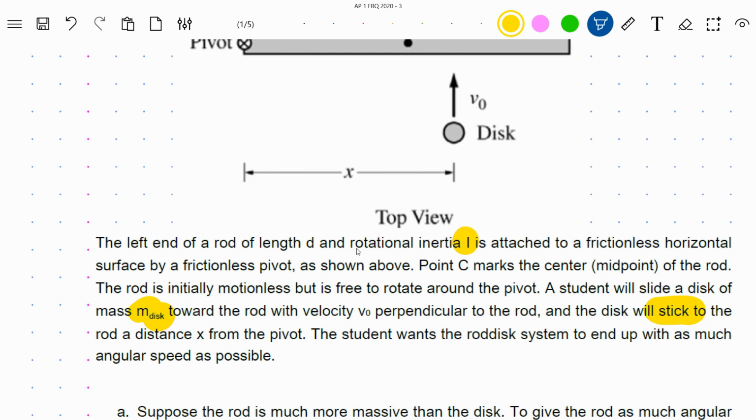So it sticks to the rod a distance of x from the pivot point. So x just being that generic reference to how far it is from the pivot. The student wants the rod disk system to end up with as much angular speed as possible.